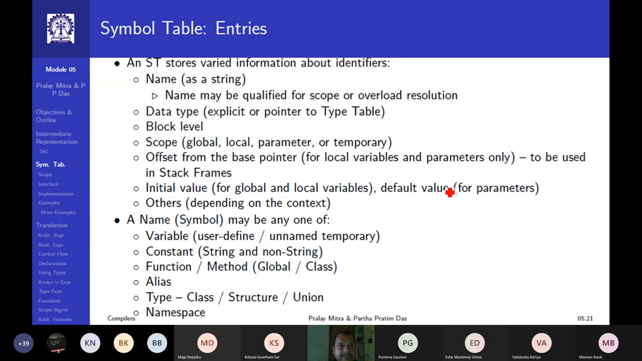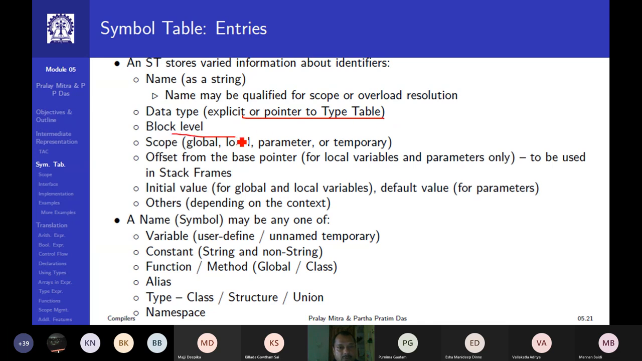So what can be the entries in the symbol table? Various information it can store. So first, of course, is the name. It will be stored as a string. The name may be qualified for scope or overload information. Since it's a name, it can also store integer constants. Data type, explicit or pointer or type to table.